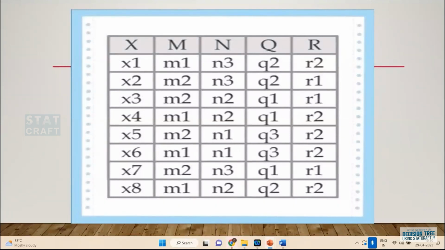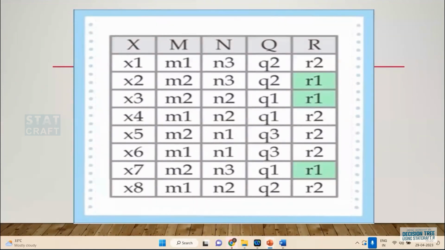Now, let's say the model is not there. What is the probability that R1 will occur? Can you see the R1 which has turned green? Say yes or no. I'm not asking you to give it in decimal. There are a total of 8 events. So R1 is 3 by 8. Is it clear? It's 3 by 8.